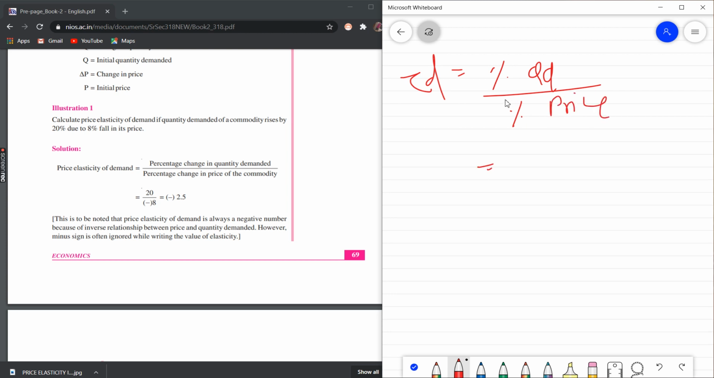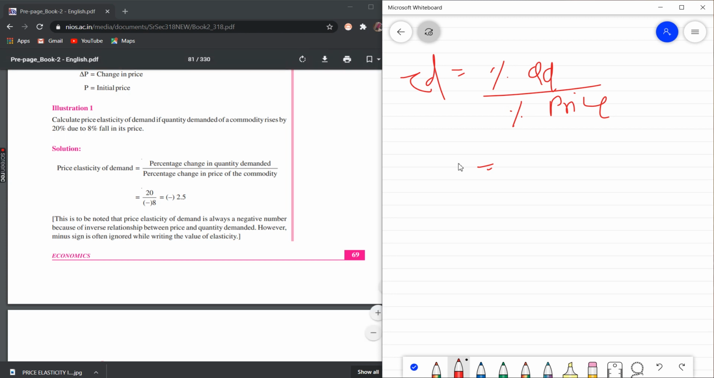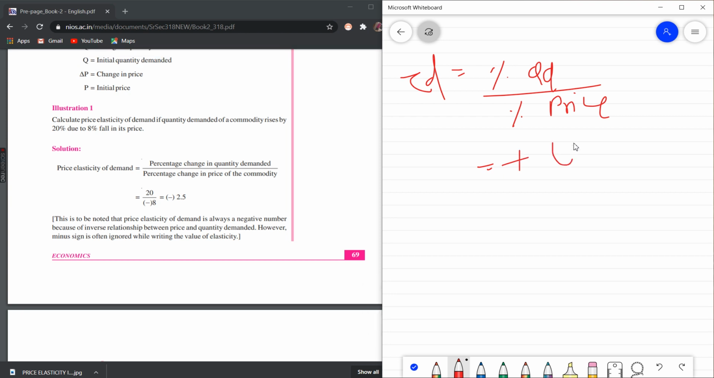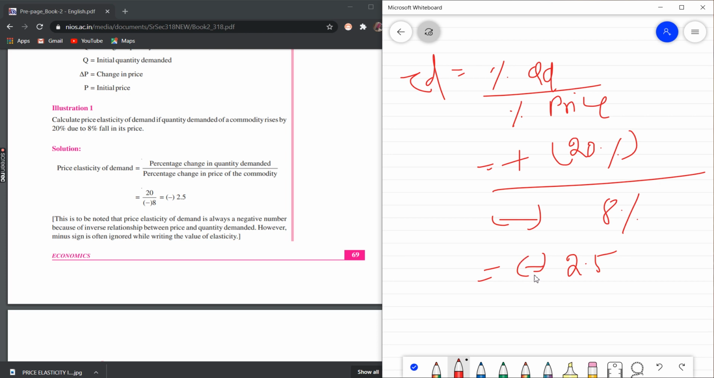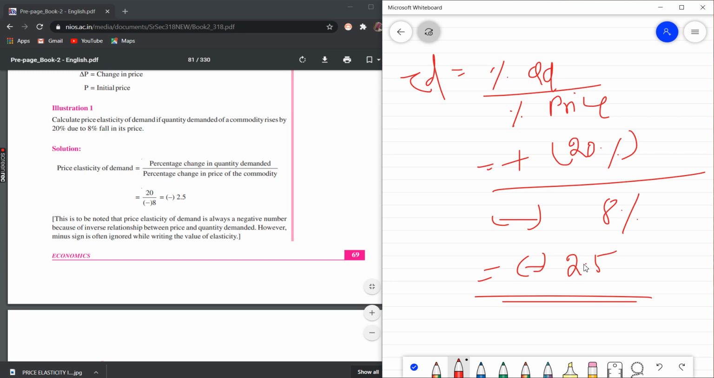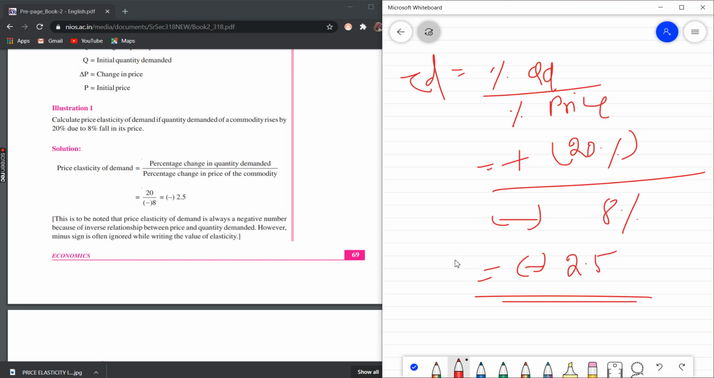What have they given in the question? There is an increase in the quantity demanded by 20%, so positive 20%, and there is a fall in the price, so minus 8%. Upon cancelling them, we get 2.5. Positive by negative gives a negative answer. This means that the price elasticity is negative 2.5.